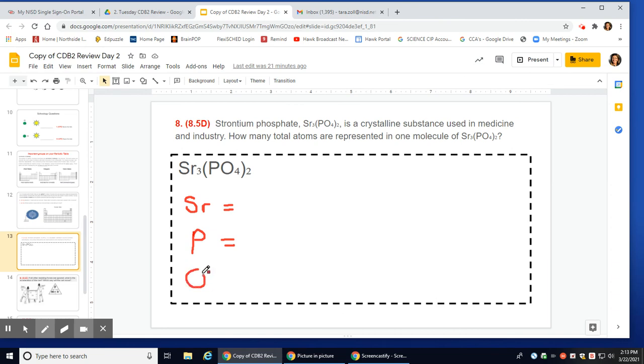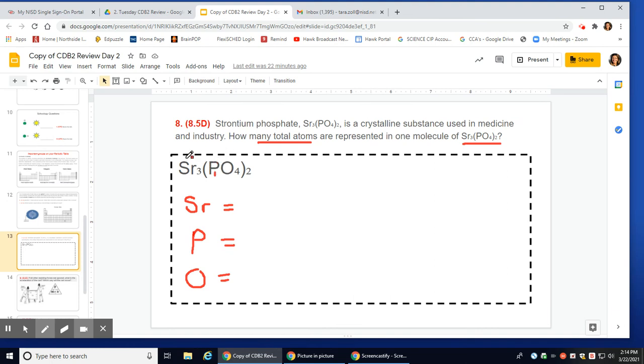So I want to go back to my question, and your question is asking you how many total atoms are represented in this one molecule. Okay, so let's count them. Your subscripts are going to tell you how many atoms you have. A subscript is a smaller number after the element to the right. If there's no subscript, it's just one atom, that one that you see.